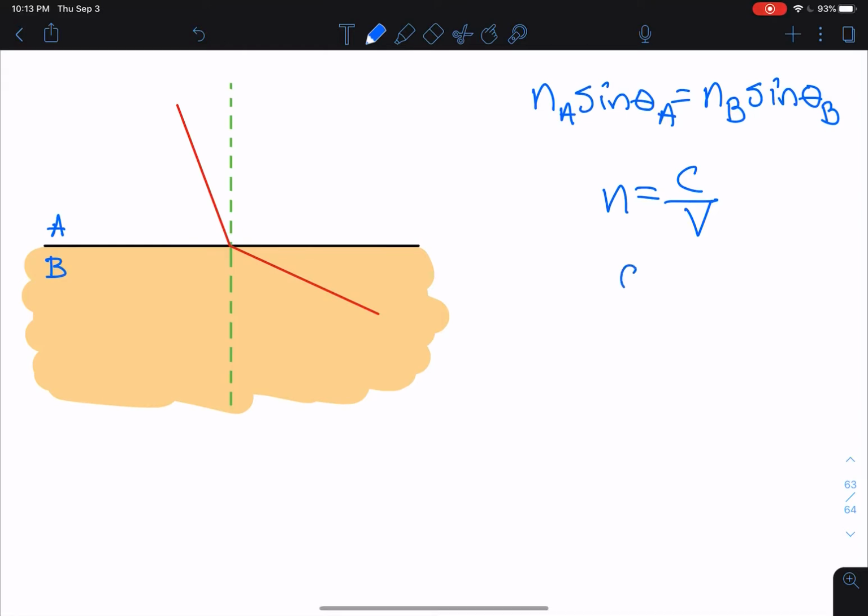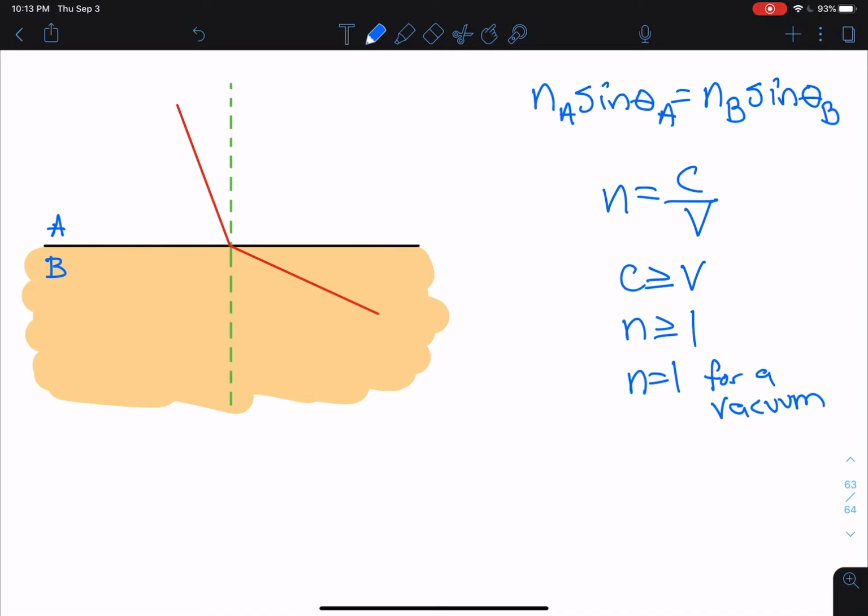So a couple things. c is always going to be greater than or equal to v. That means n is going to be greater than or equal to 1. And in fact, n equals 1 for a vacuum. So if you have a region that's devoid of anything, there's nothing there, and light's moving through it, that's a vacuum. n equals 1 for that situation.